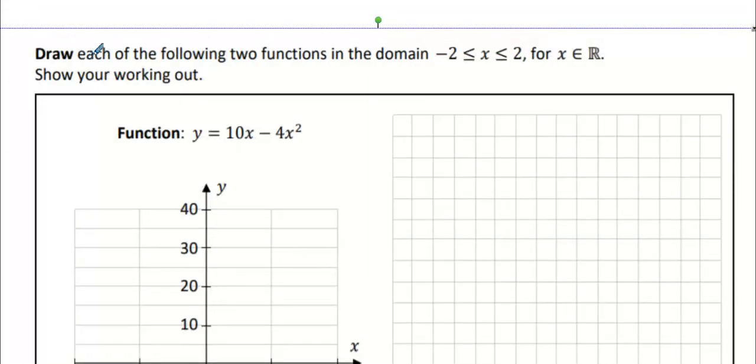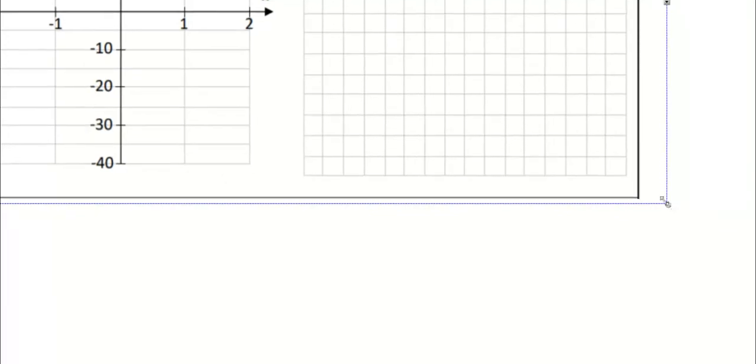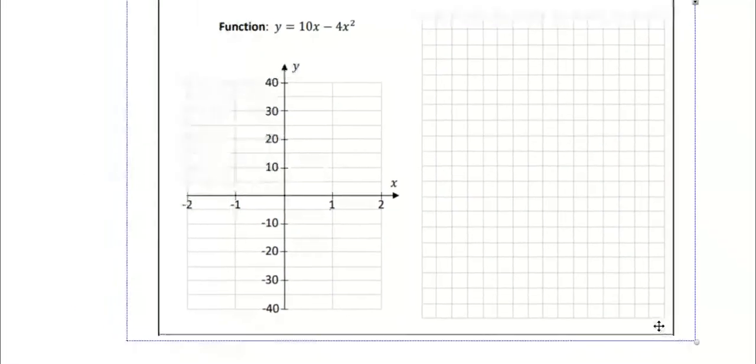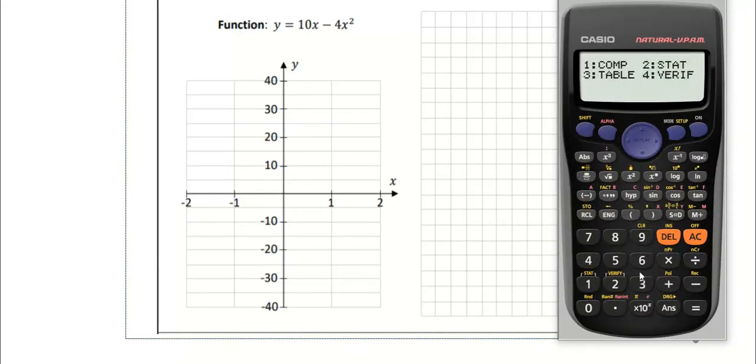Okay, next question after this, we're going to be drawing some graphs for question 10. Always fun. Okay guys, work out the following functions in the following domain. So what you need to do is draw these graphs. You have the function 10x minus x squared. So you go to your mode, you go to your table function, and you enter 10x minus x squared.